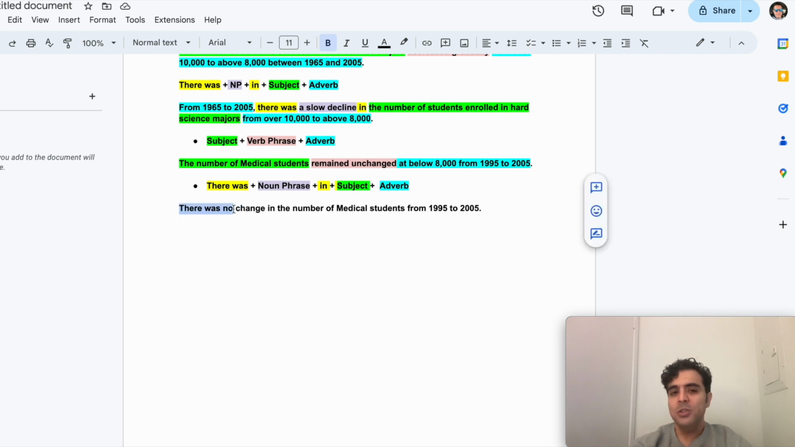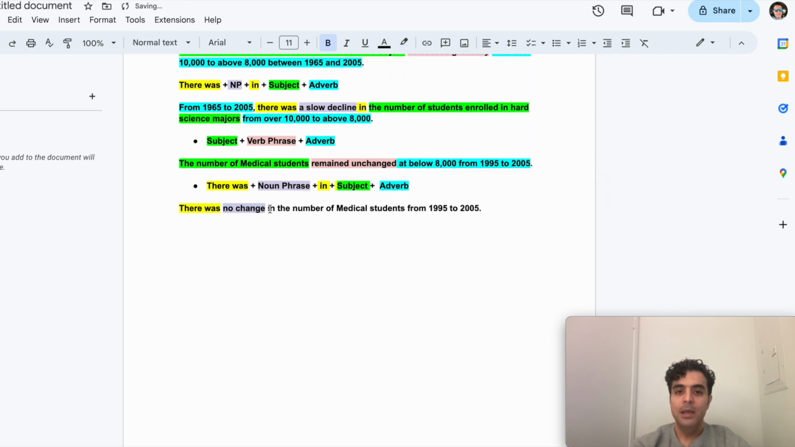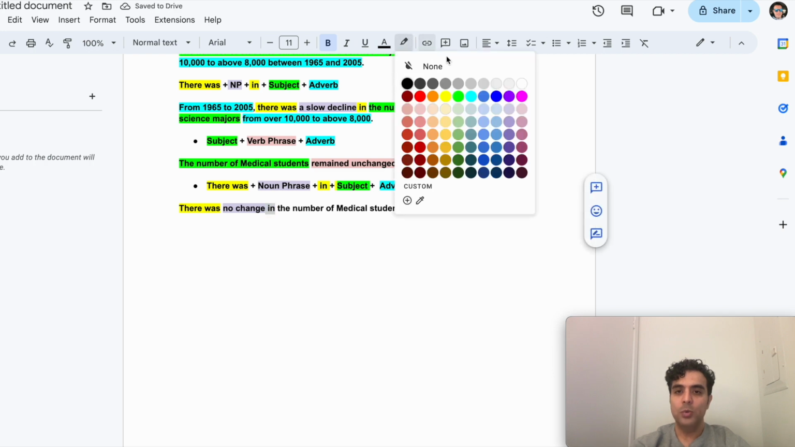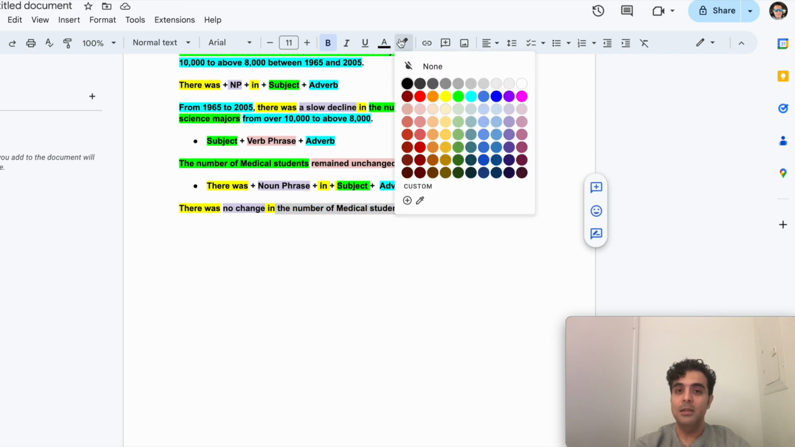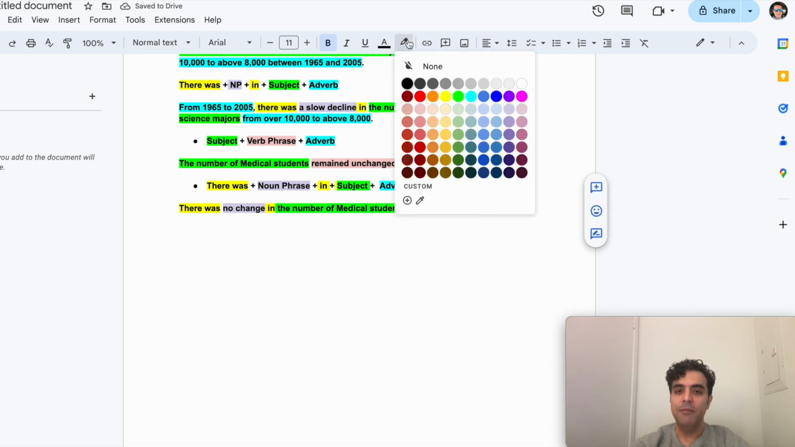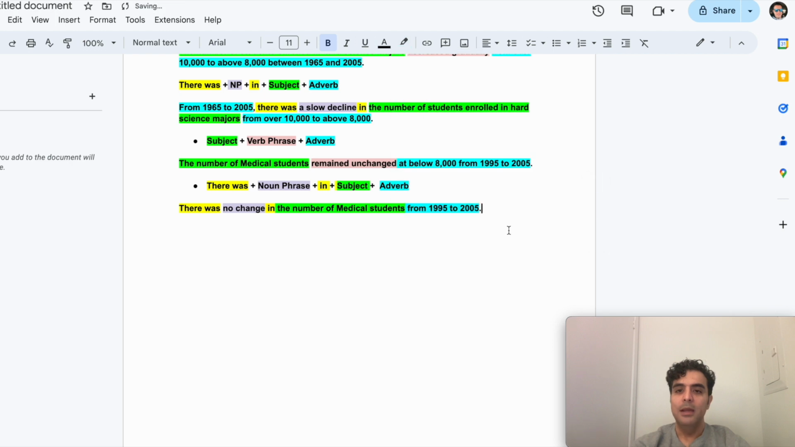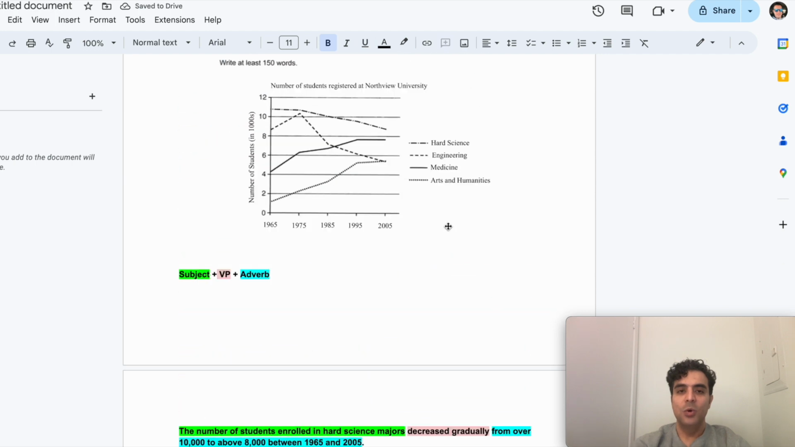So, sometimes it's redundant. In this case, let's color code. There was is part of the structure. No change is the noun phrase that we're using here. In is part of the structure, so we're going to highlight that in yellow. The number of medical students, what is that? That's the subject, isn't it? So it's going to be green, and then from 1995 to 2005, we'll highlight that in blue, as always.